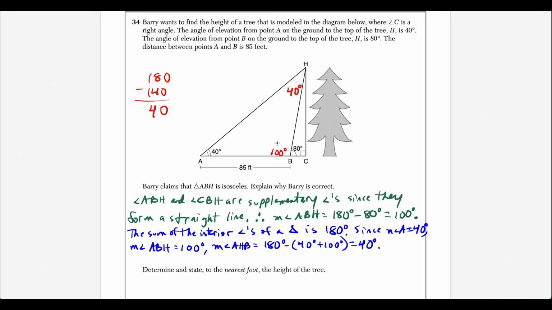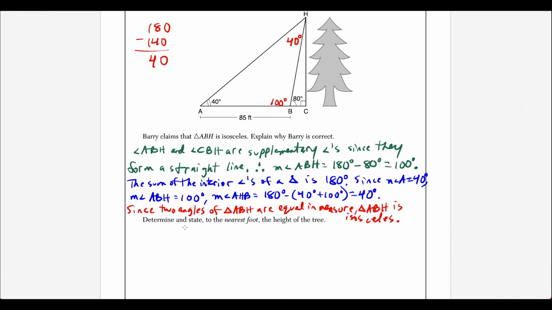So now this establishes that we have an isosceles triangle because we have two 40-degree angles here. So two equal angles means our triangle is isosceles. So for the second part here, we don't have to write any more sentences. We just have to determine and state to the nearest foot the height of the tree.